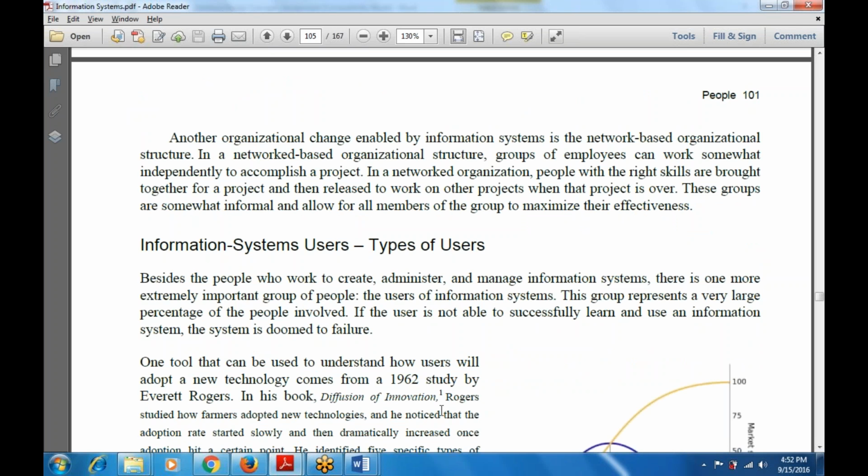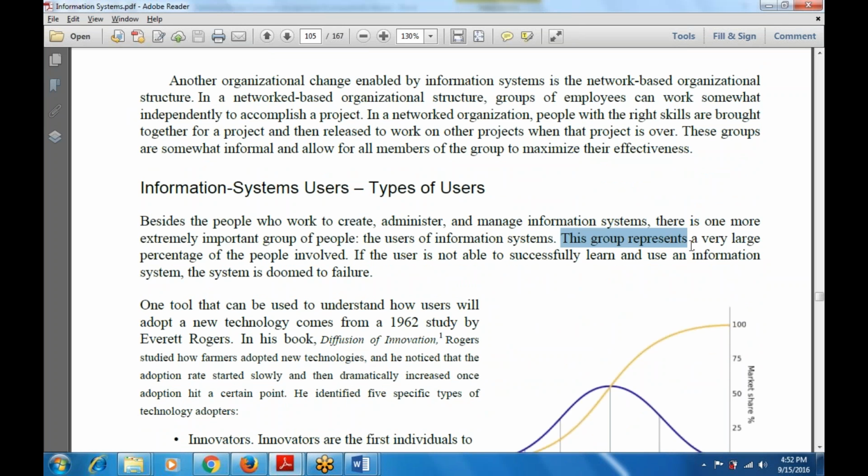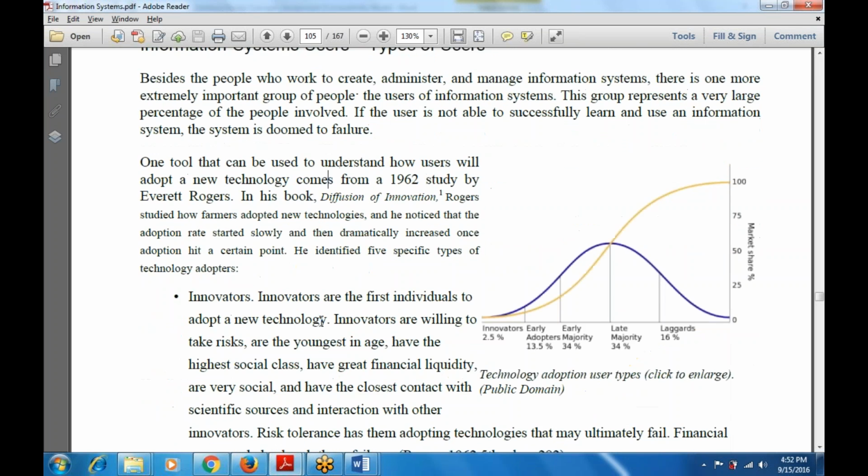Then what are the various types of users? What are the various different types of users that are used with the information system? That is known as the information system users. So this group represents a very large percentage of the people involved, and if the user is not able to successfully learn and use an information system, the system is doomed to failure.